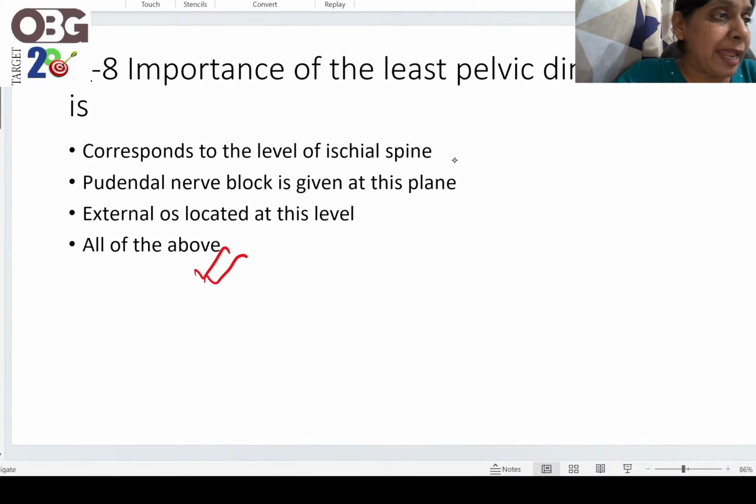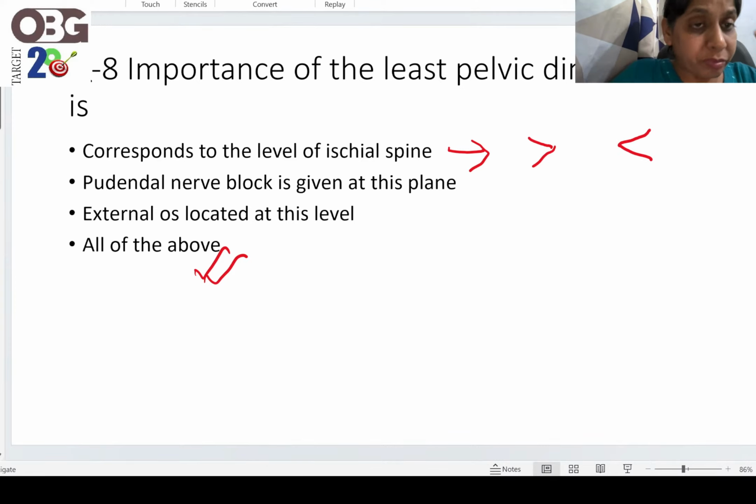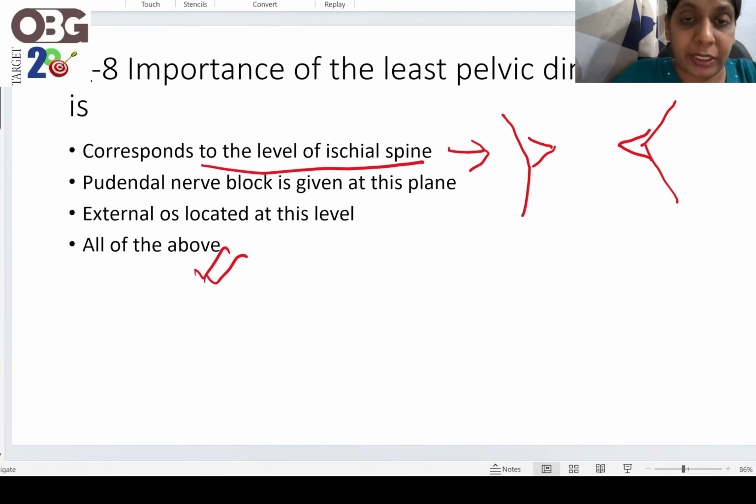It corresponds to the level of the ischial spine. Only now I showed you that the plane is very narrow because of the ischial spines which are coming into the cavity, right? So it corresponds to the level of the ischial spine. This is correct. Pudendal nerve block is given at this plane. Yes, we recognize the pudendal nerve by recognizing the ischial spine, and we give the pudendal block. External os is located at this level.